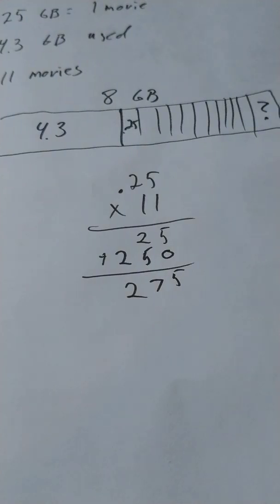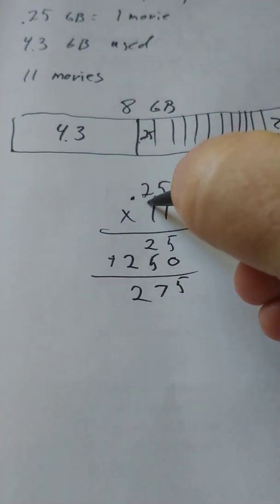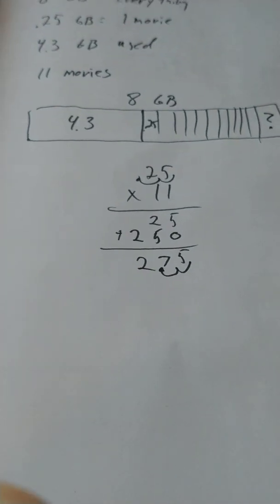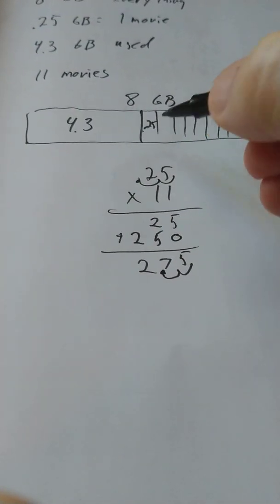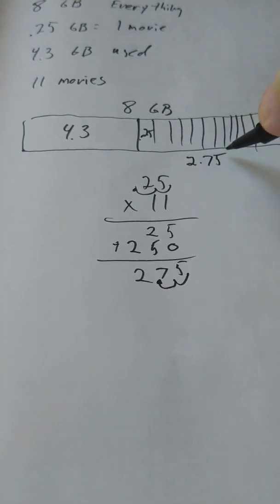And what do I do with my decimal when I'm multiplying? I need to count them up. 1, 2, 1, 2. Okay, so these new movies that she wants to add on, this is going to take up 2.75.